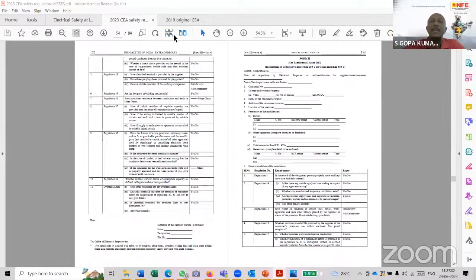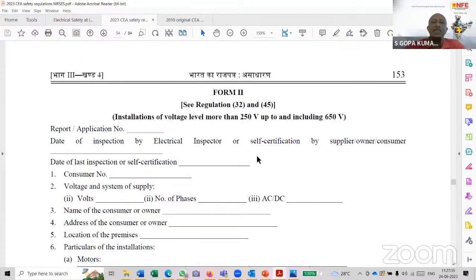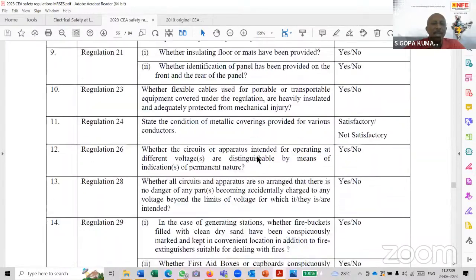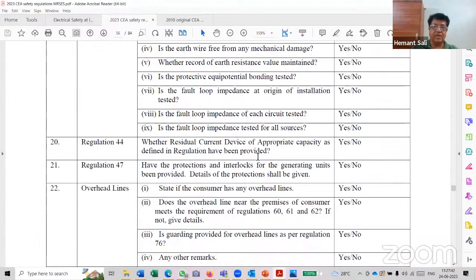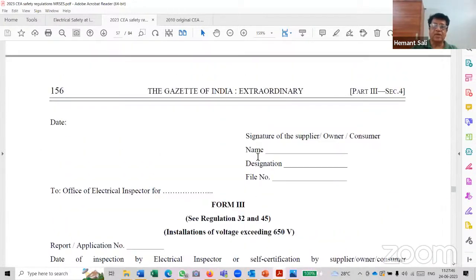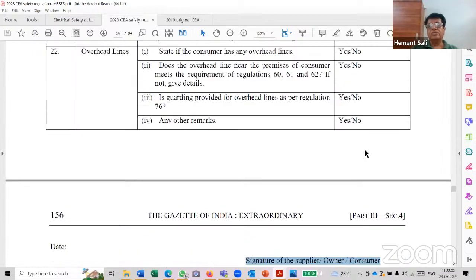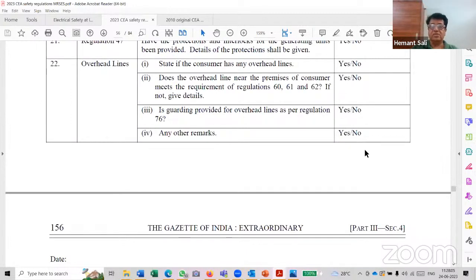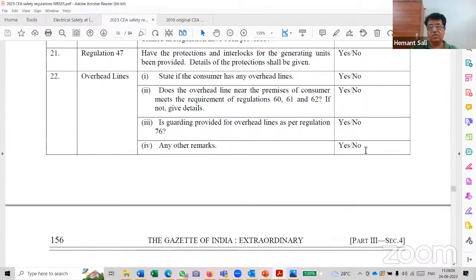Yes, I'm trying to show that on the screen. So this is Form 2, which is included. All these things are technical, but how can a common man sign this? How can the owner sign this technical information? Ideally it should have been signed by the chartered electrical safety engineer, with a countersign of the owner. This suggestion we have already given. I had given this suggestion to CEA, but I think it is not being considered.